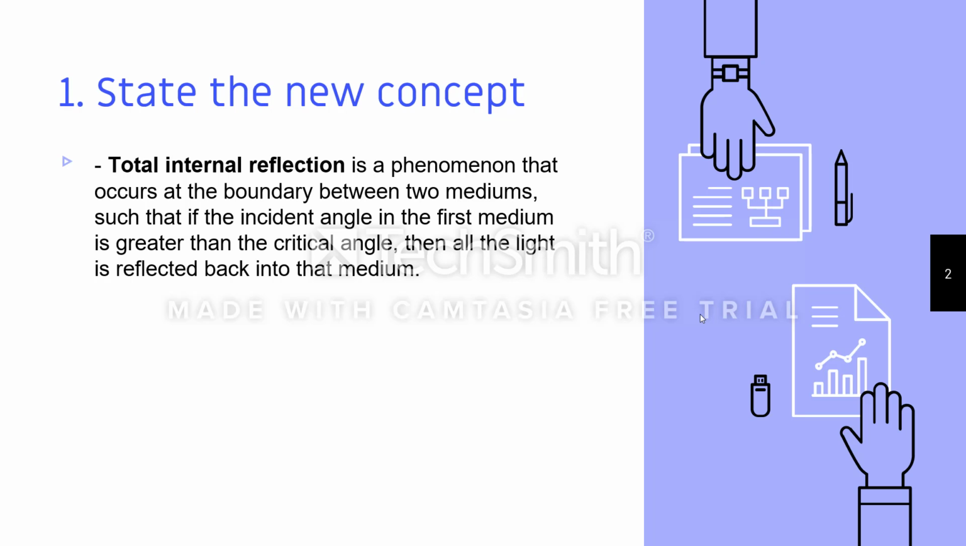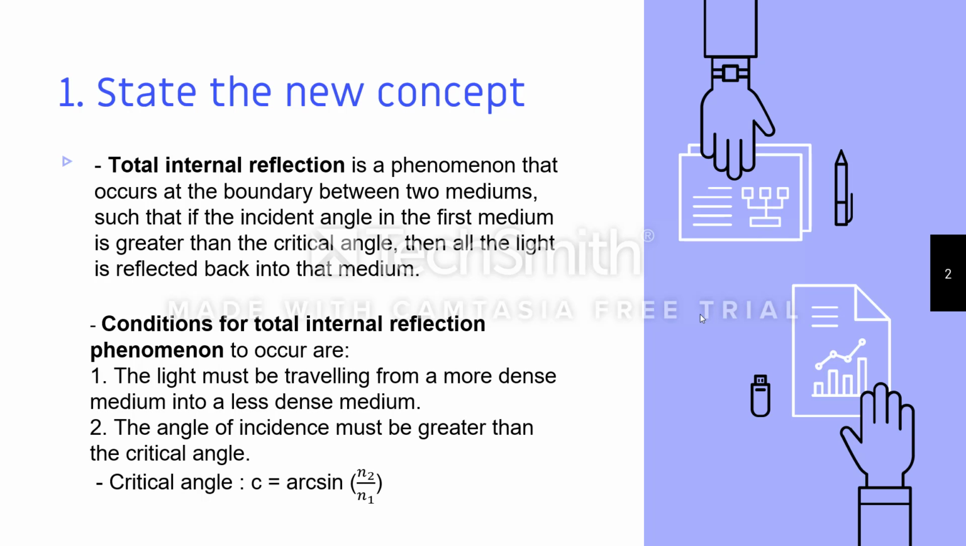The first is the definition of total internal reflection. Total internal reflection is the phenomenon that occurs at the boundary between two mediums, such as if the incident angle in the first medium is greater than the critical angle, then all the light is reflected back into that medium.